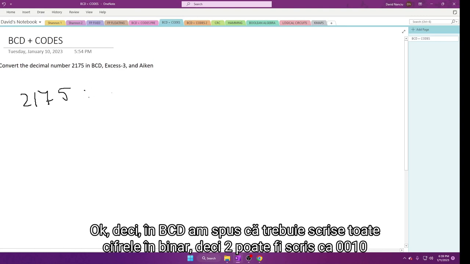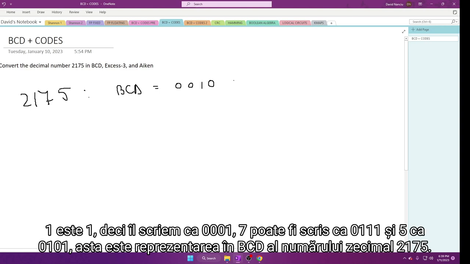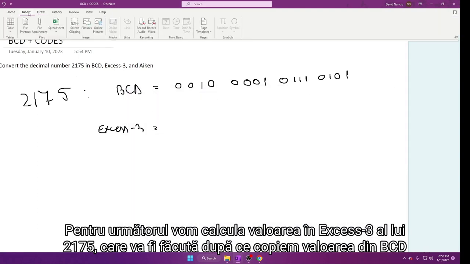Okay, so in BSD, we said that we have to write all of the digits in binary. So 2 can be written only as a 2, so it will be 0100. 1 is 1, so it's 0001. 7 can be written as 4 plus 2 plus 1, which is 0111. And 5 can be written as 4 plus 1, which is 0101. This is the BSD representation of the decimal number 2175.